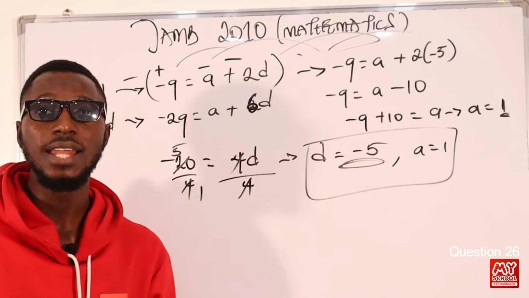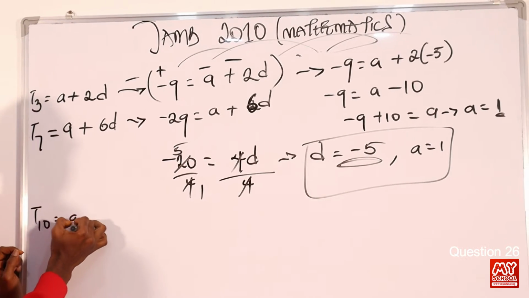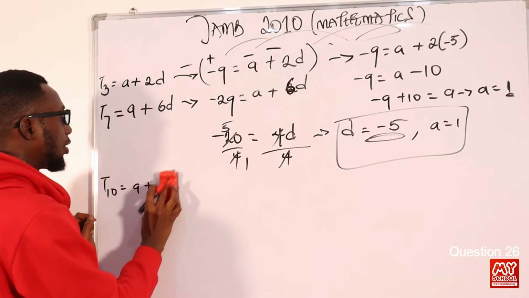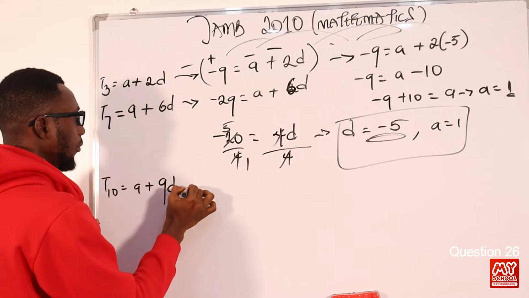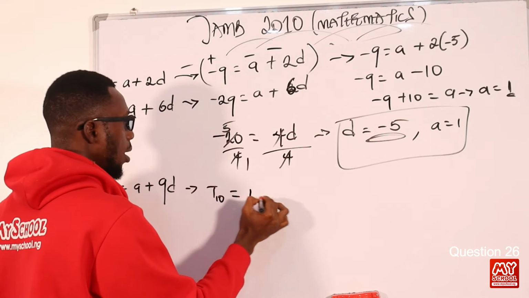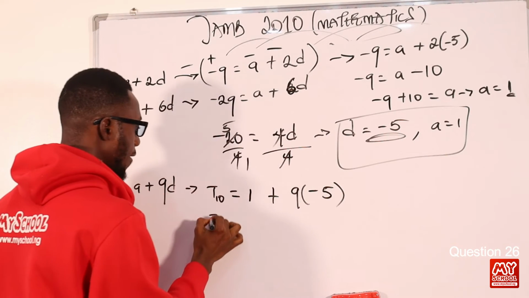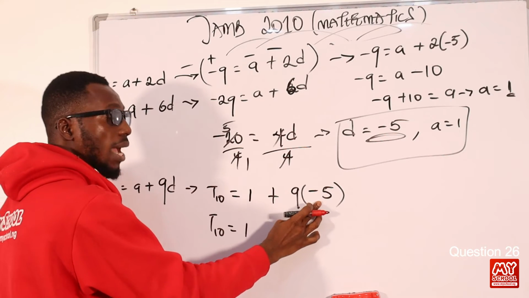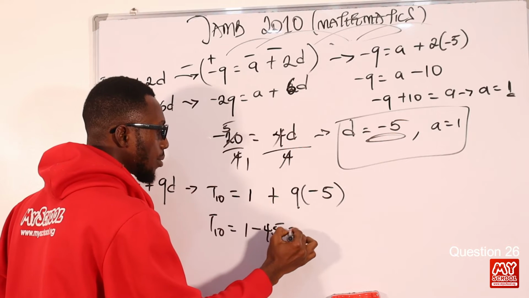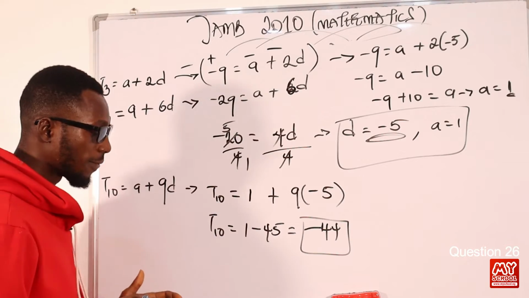So we are now asked to find the 10th term of the progression. So remember the 10th term, T10, will be equal to A plus (10 minus 1) into bracket D, or 9D to cut it short. So let me fix in the values. I have the 10th term equals my A, my first term, which is 1, plus 9 into bracket the common difference, that is -5. So I have my 10th term equals 1. 9 times -5, that is -45, times plus, that is minus. So that is -44. So the 10th term is actually -44.